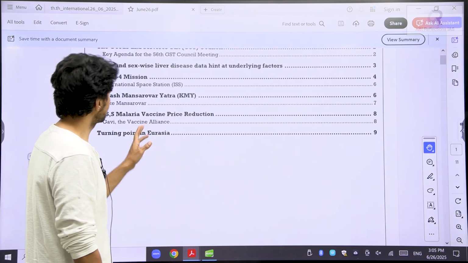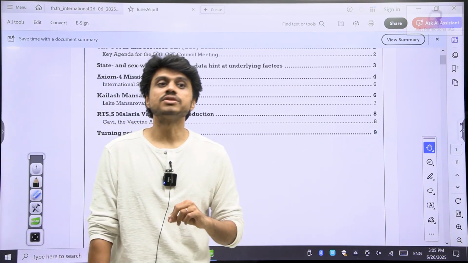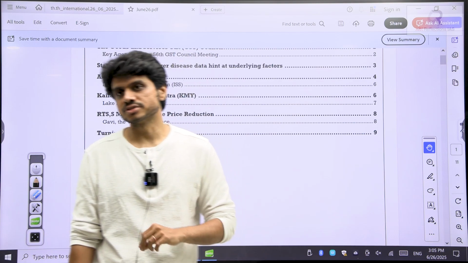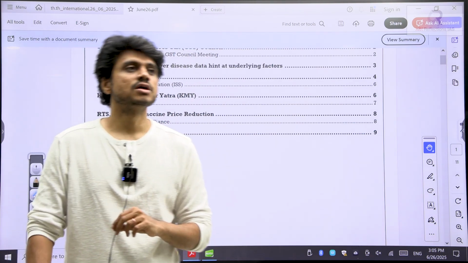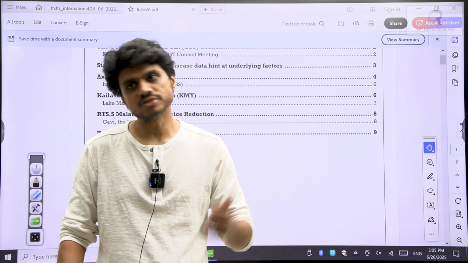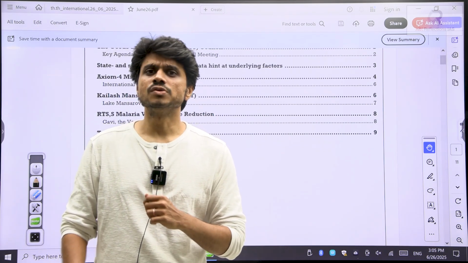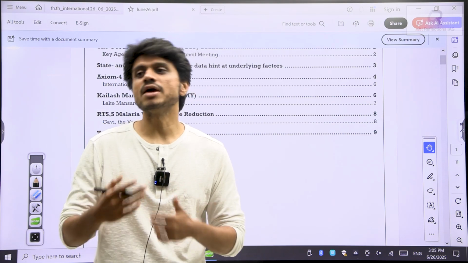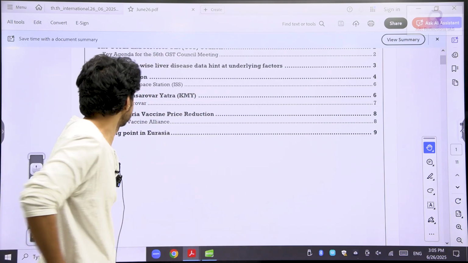And then the Kailash Manasarovar Yatra. This Yatra has been resumed after 6 years. So we will try to understand, from the geography perspective and from the prelims perspective, what the importance of this Kailash Manasarovar Yatra is. We'll see what kind of questions can be asked from this area. So we'll try to understand that aspect as well.